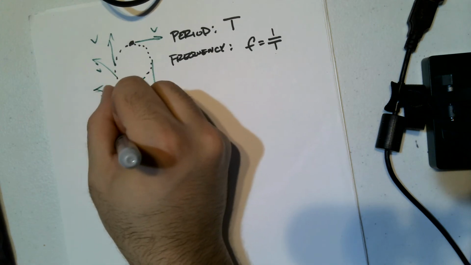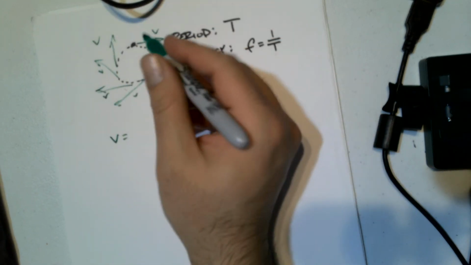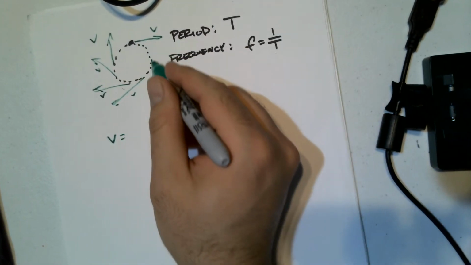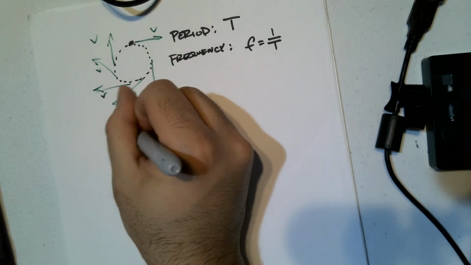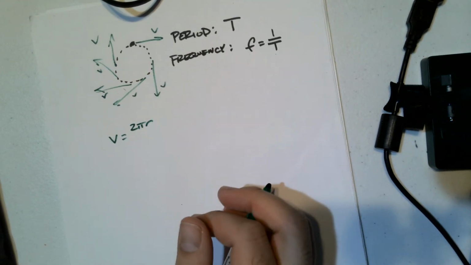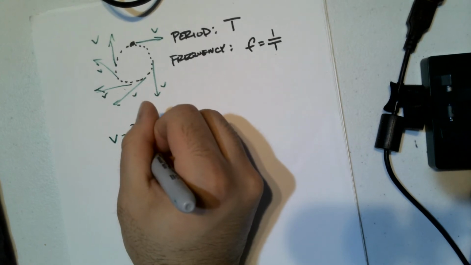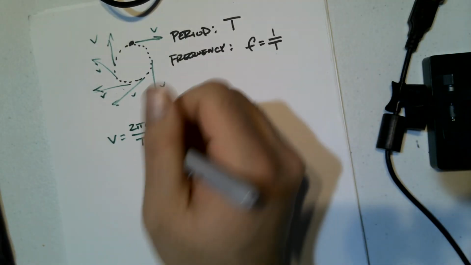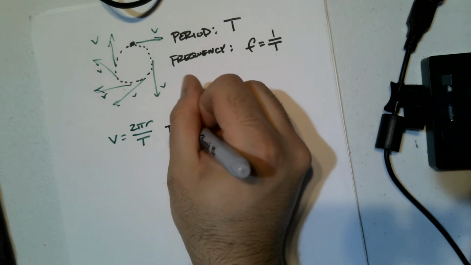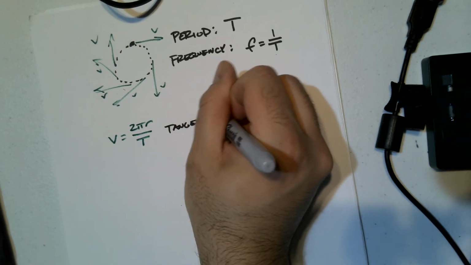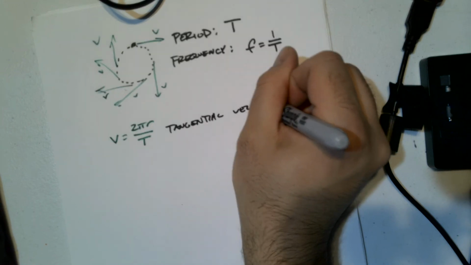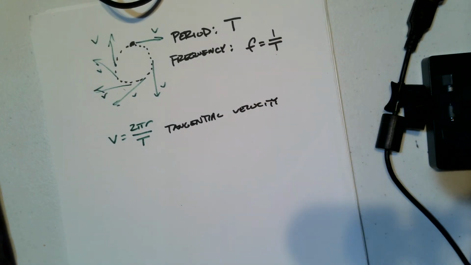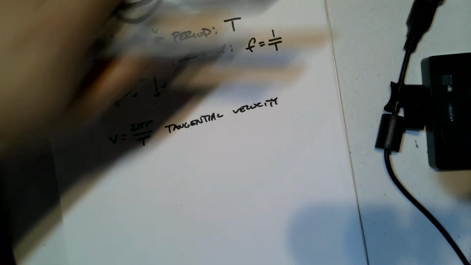Velocity, we said, was a distance over time. So what we do is we go, well, this distance is the circumference of the circle, that distance is 2 pi r, and then the time it takes to do that is the period T. So you get your velocity, and remember we called it tangential velocity, which always tells us that the direction is tangent to the circular path. So it's a pretty easy thing to calculate.